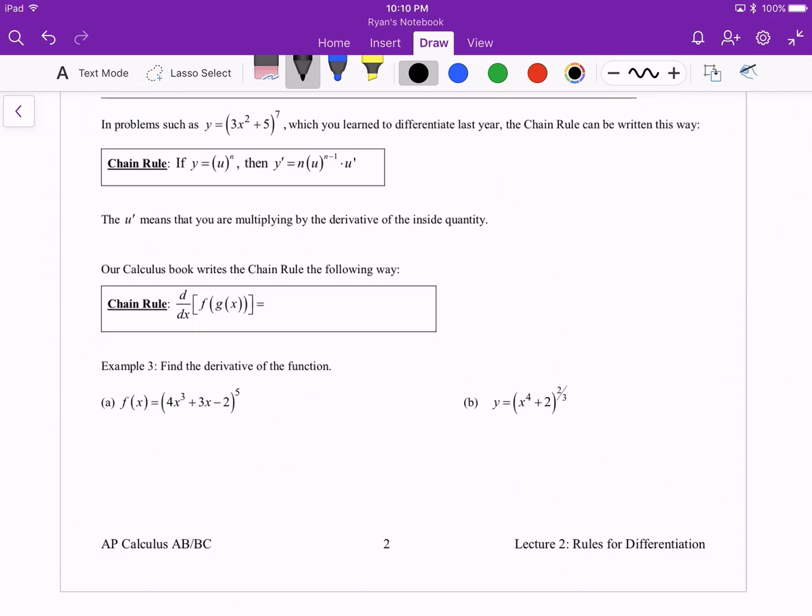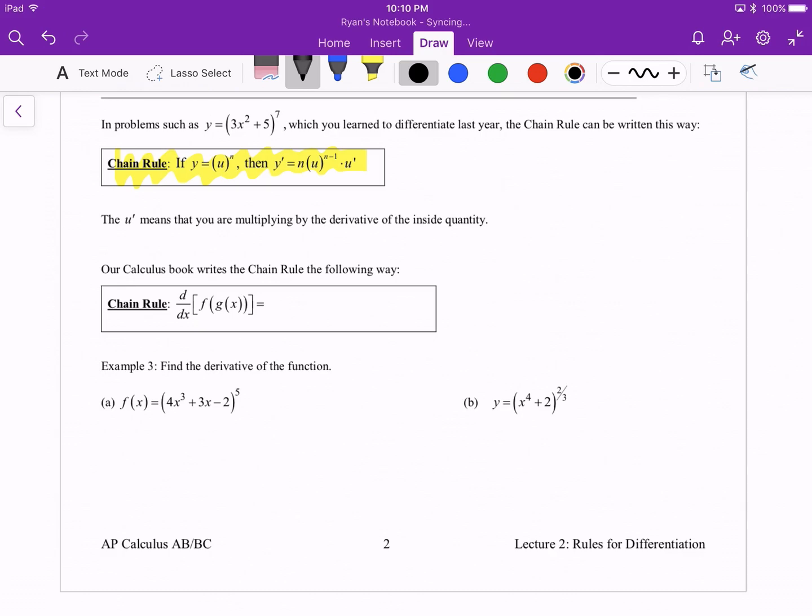There's the chain rule that helps you take the derivative of polynomial functions, okay, which is the one that's right here. And then there's the general chain rule that allows you to take the derivative of any composite function, whether it's a polynomial or trig or exponential or whatever the case may be. So that's the way that your calculus textbook writes it, and that's the way I'm going to want you to have it memorized.